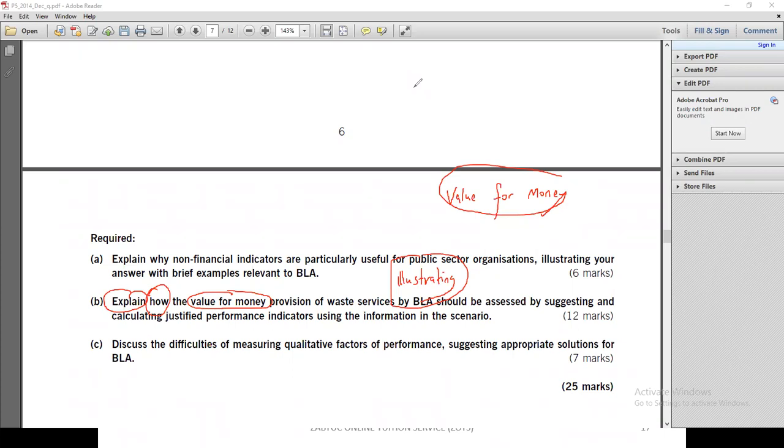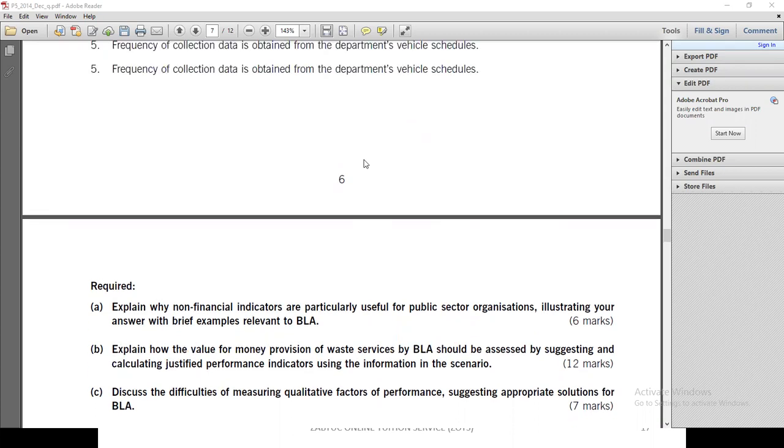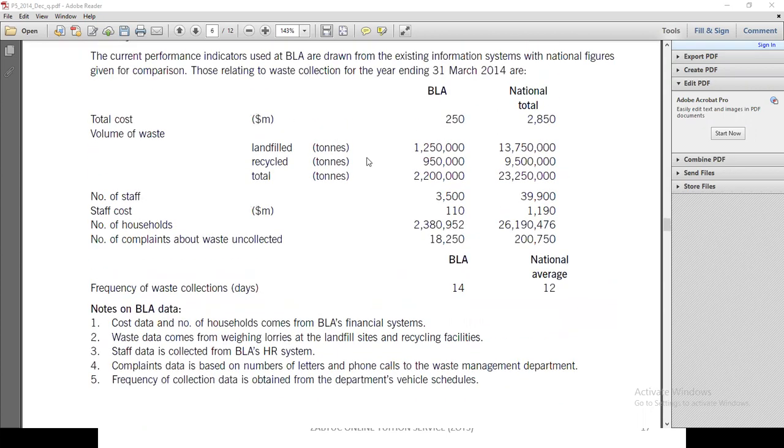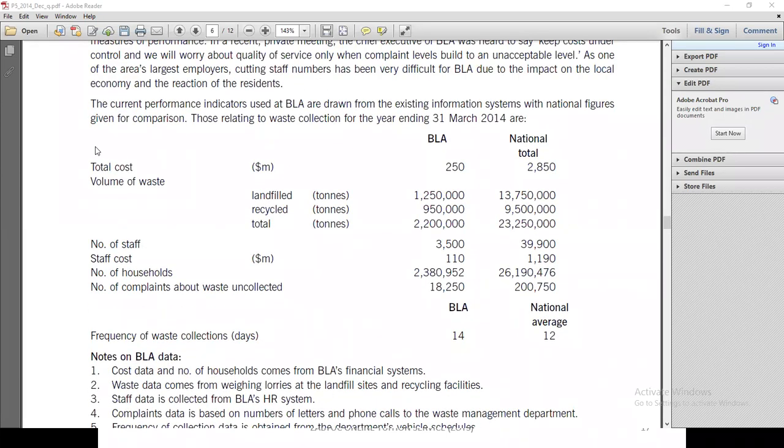So then what is the starting point? The starting point then would be for you first of all to explain or to define what value for money is all about. So that's what we expect, that you're going to define for us what is value for money. So it's a performance management tool that we use in the public sector. And what is the focus? The focus is to evaluate whether the services are being provided in an economical, efficient, and effective manner.